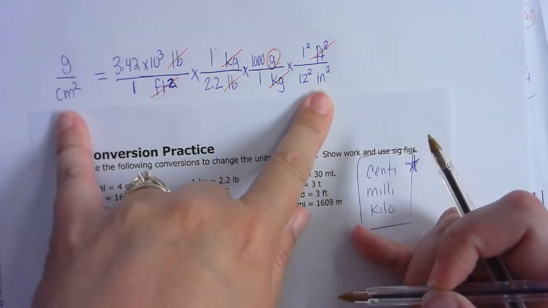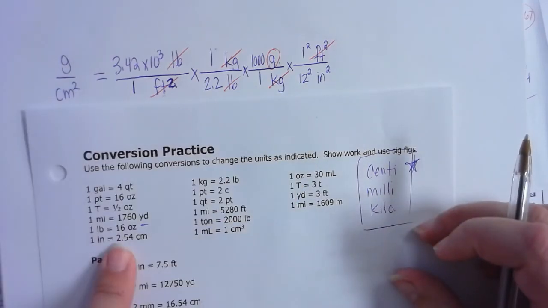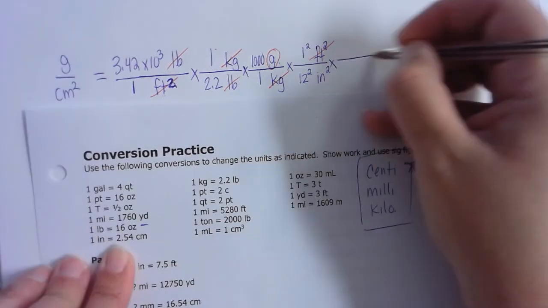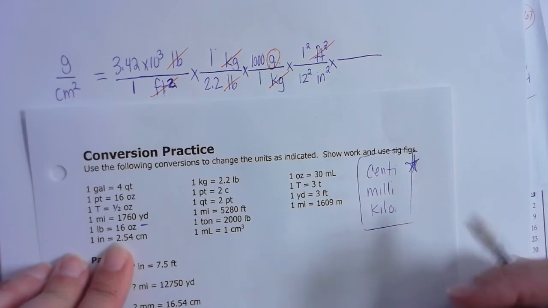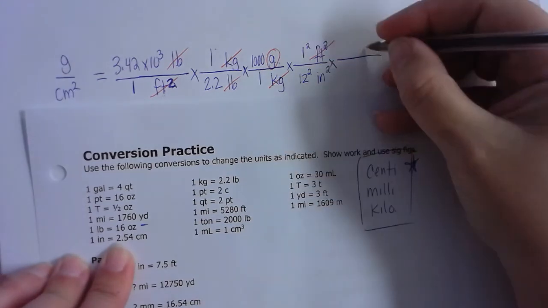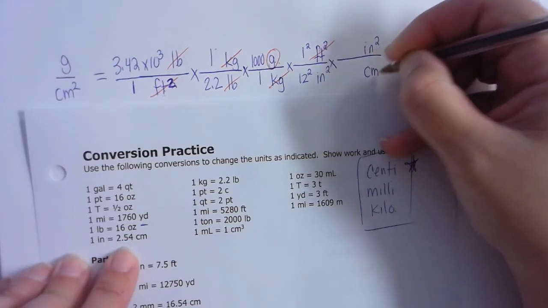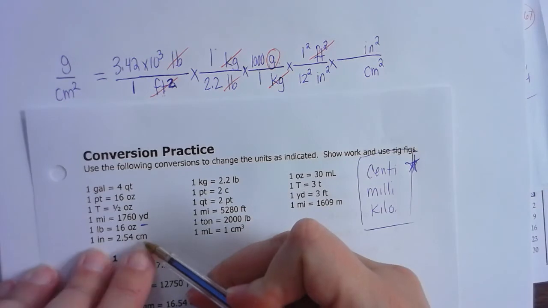Now, can we go inches to centimeters? Yeah, it's right here. Okay. Inches squared is on the bottom. Where are we going to put it to cancel? On the top. Inches squared, and I have inches to centimeters, so I'm going to go centimeters squared. This factor right here allows me to do this, inches to centimeters.